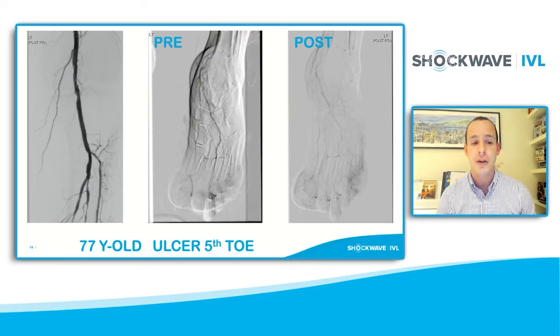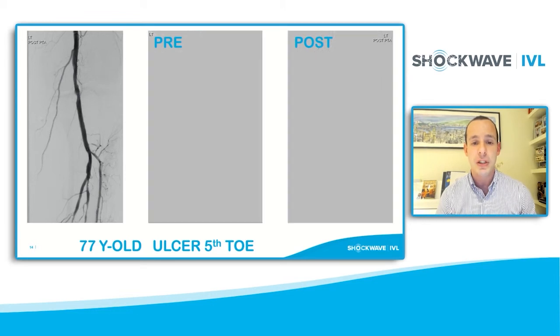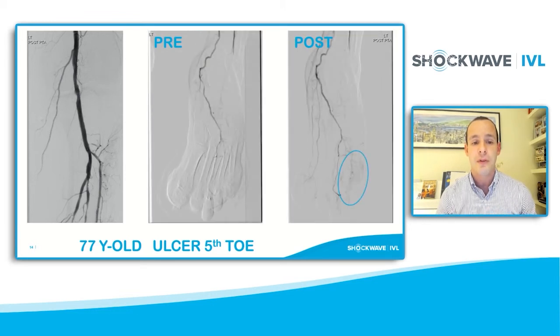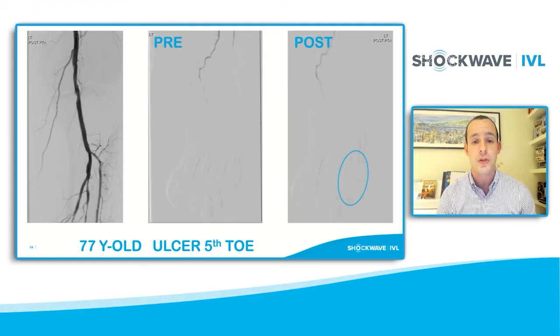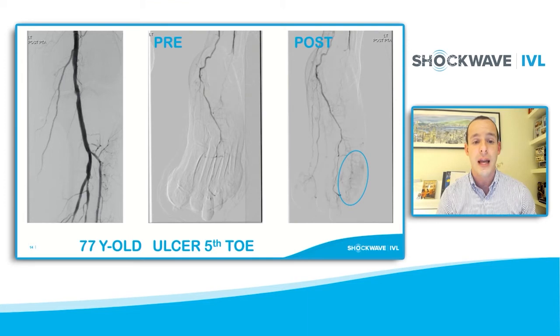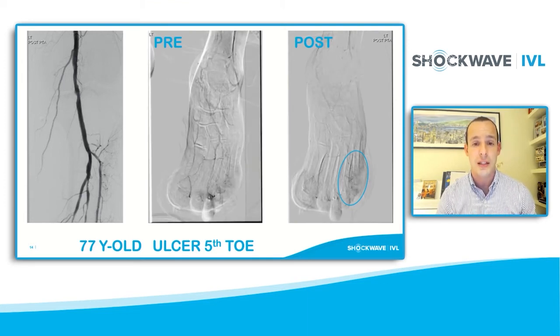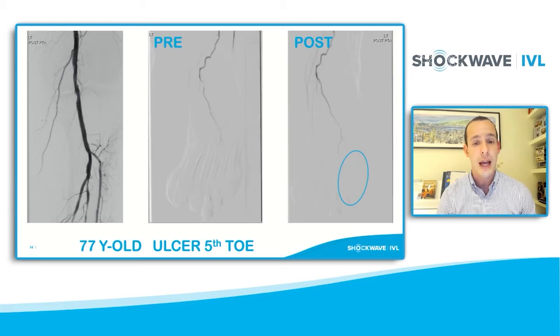You can see that there's a completely different flow, and in particular, you can see the flow at the level of the fifth toe where the ulcer is. Finally, you can see a blush, which we couldn't see before. So this stenosis was definitely significant, and we were very happy to have treated it successfully with just IVL and no stent. The patient then successfully healed, and everyone was happy, the clinician and the patient.